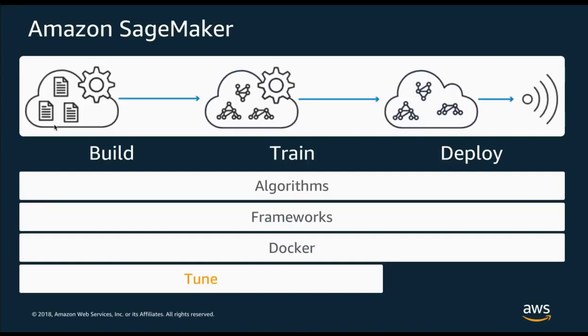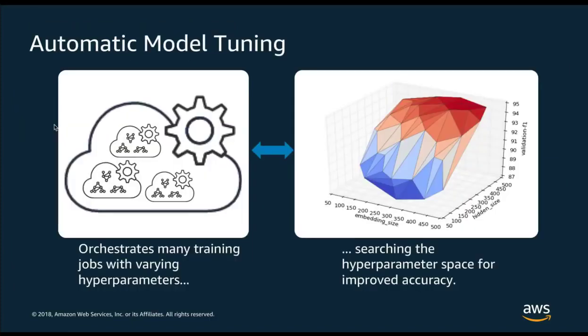Finally, when we think about training our machine learning models, hyperparameter tuning is a very important aspect as it can really change the quality of your model fit. So SageMaker has a tool called automatic model tuning that allows you to orchestrate many training jobs, and it kicks off lots of different training jobs with varying hyperparameters as it simultaneously searches this hyperparameter space for improved accuracy.